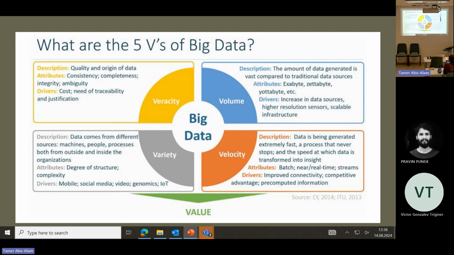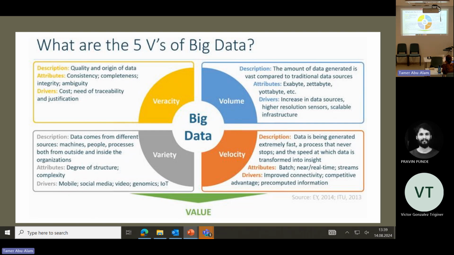This is again just to go into a bit of detail about what the 5V in big data are. Volume: the amount of data generated is very large compared to traditional data. It can be measured in zettabytes or more. For this we need larger drives, more data sources, high resolution sensors. I think your computer should have some gigabytes in order to start working with today's data. If your computer is like 10 years old, you are not able to do anything anymore because your hardware can't do anything with the new data.